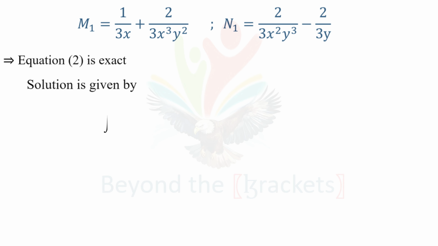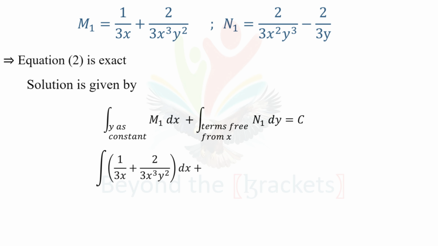Solution is given by integral m1 dx treating y as constant plus integral n1 dy considering the terms free from x is equal to c. After writing m1 for the first integral, for the second integral the only term free from x is minus 2 by 3y.